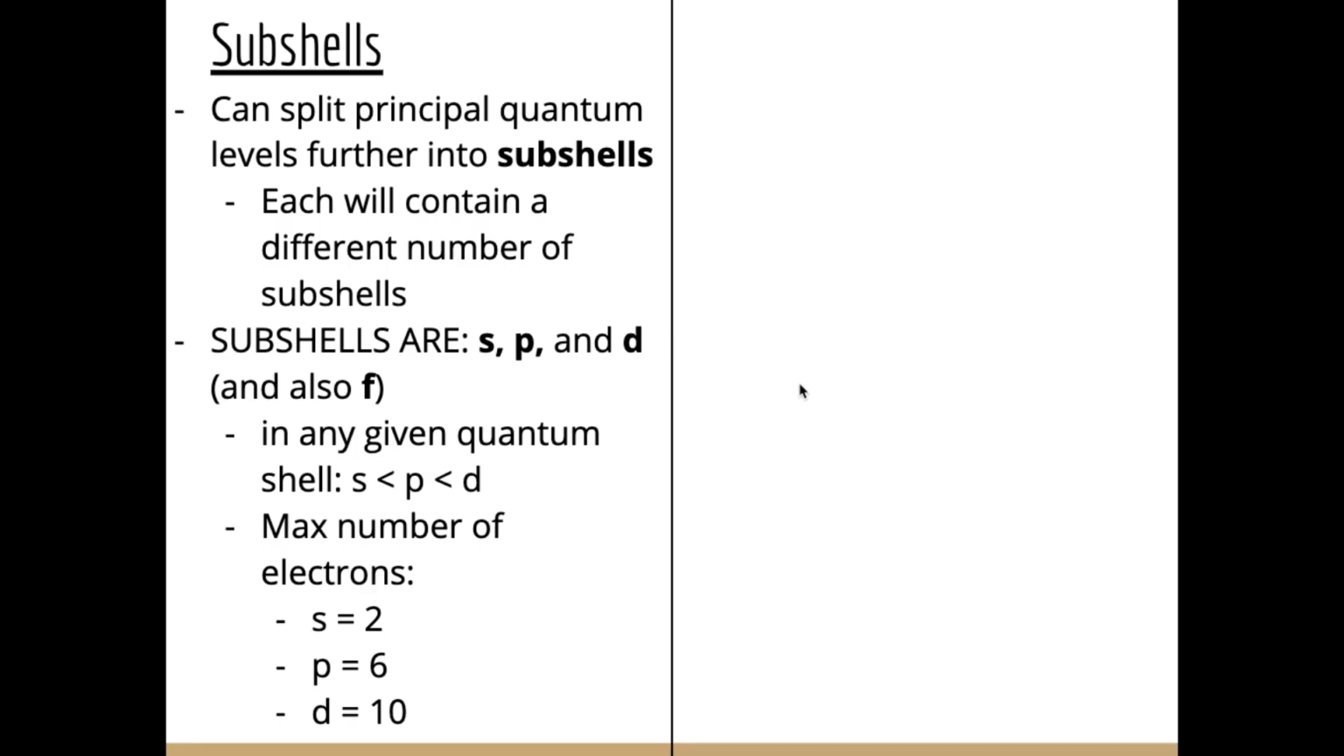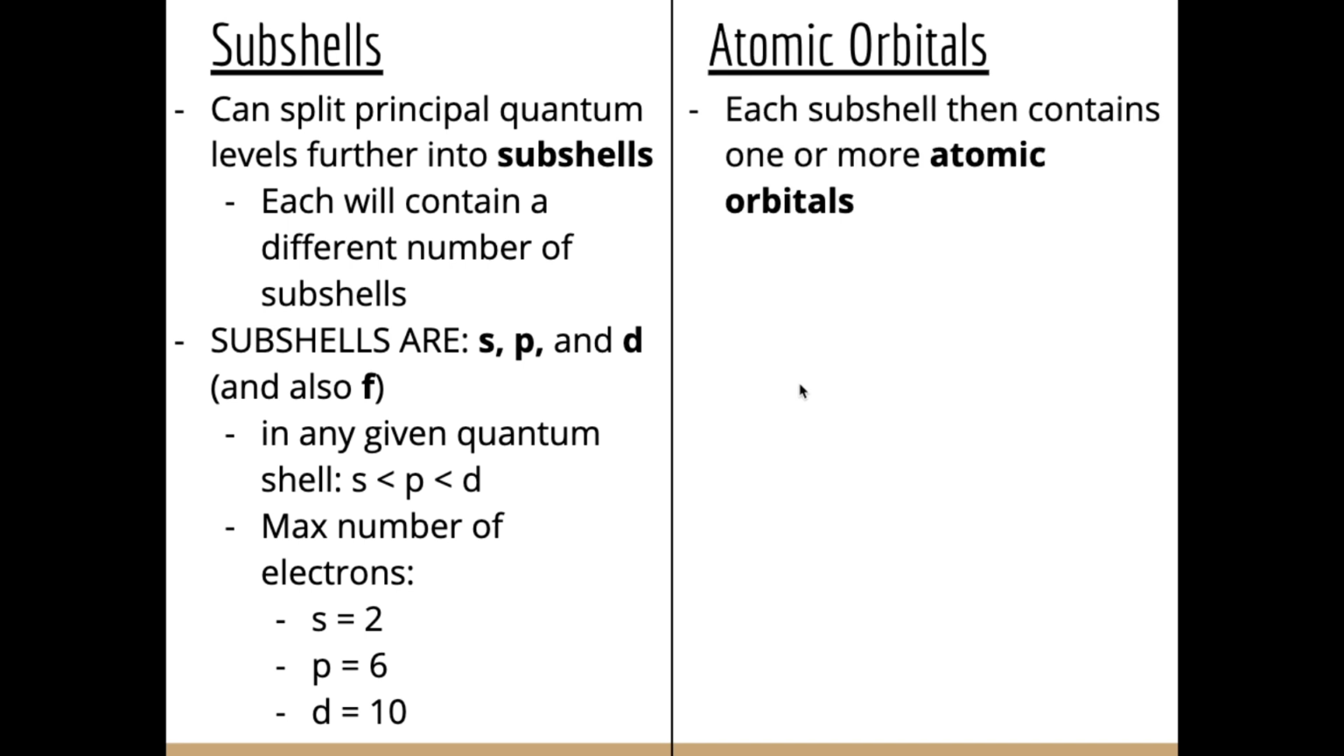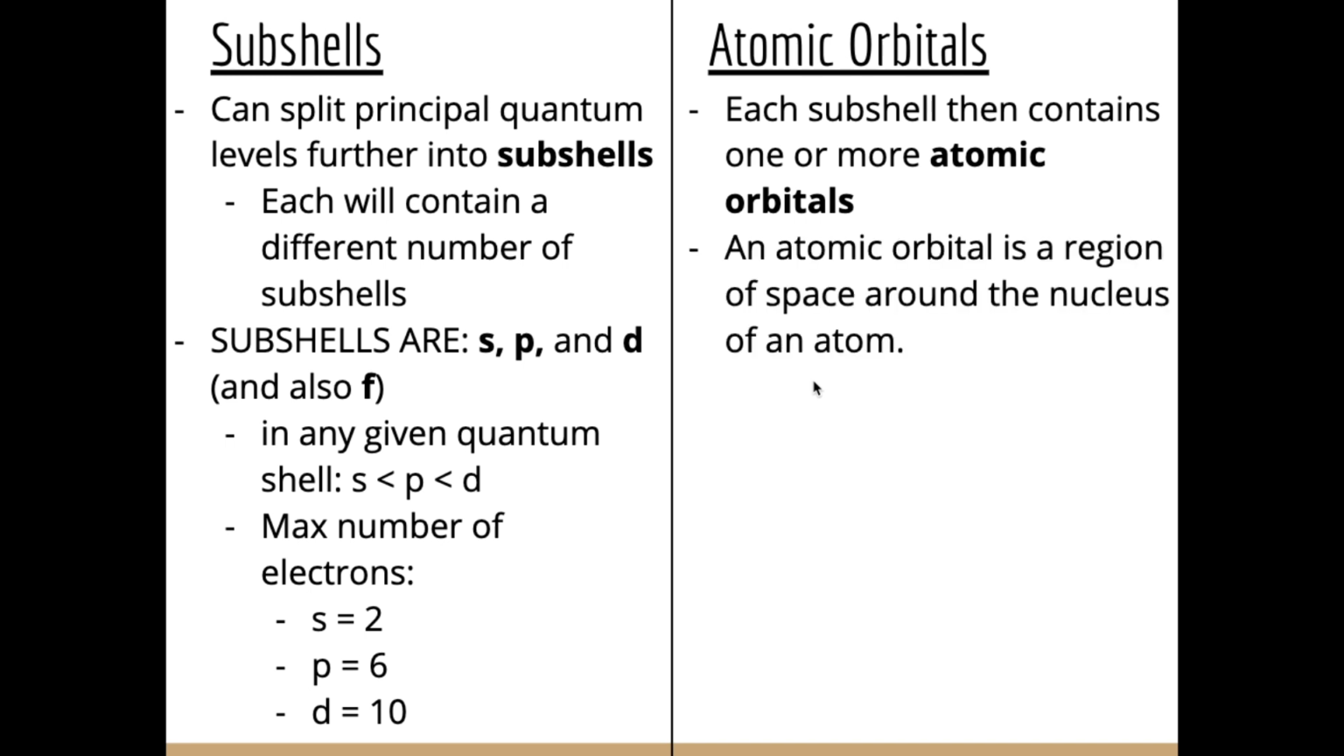So we've got our principal quantum level. We can work out how many electrons the principal quantum level can hold with the 2n² rule. We can then break the principal quantum level down into subshells with the S, P, D, and F subshell. And then we can break that down further again into this concept of atomic orbitals. Each subshell then contains one or more atomic orbitals. An atomic orbital is a region of space around the nucleus of an atom.